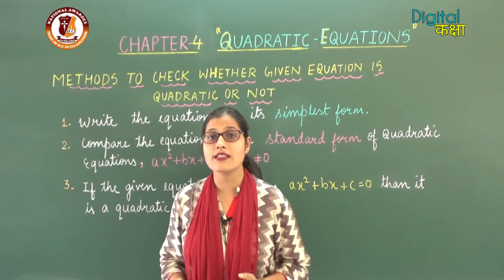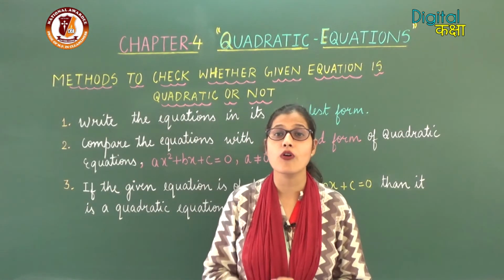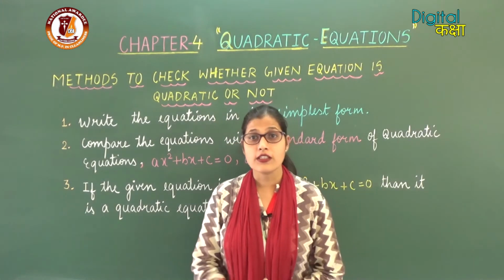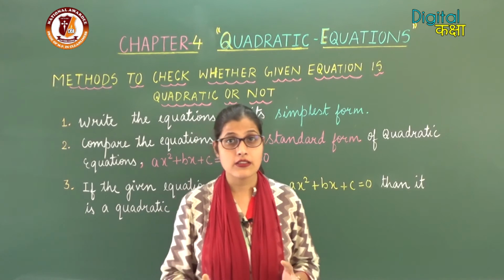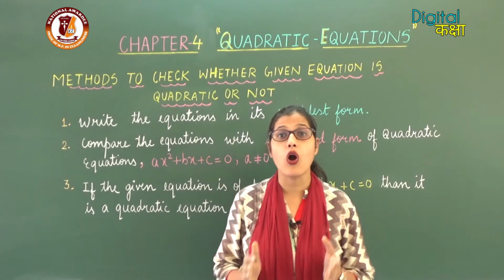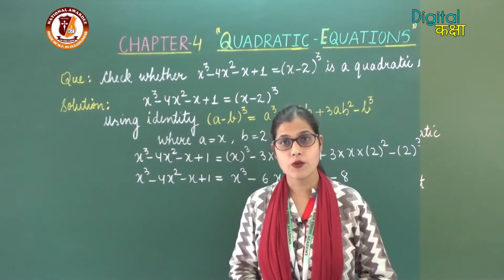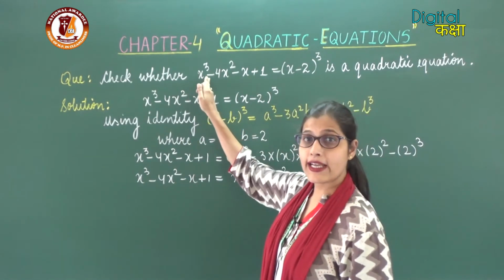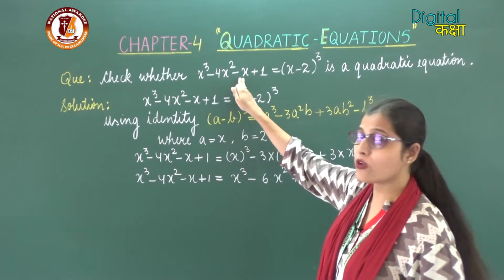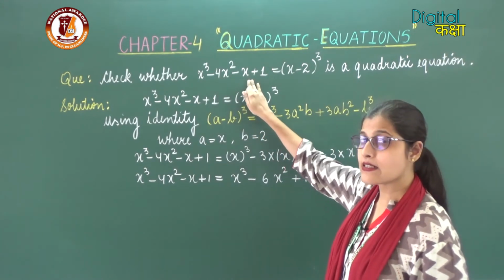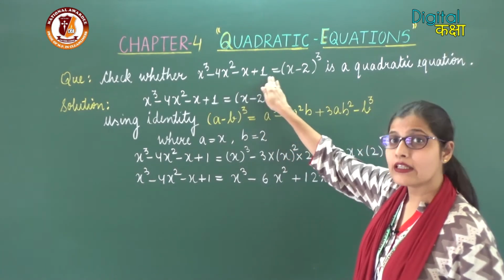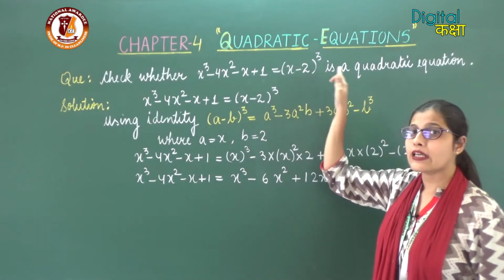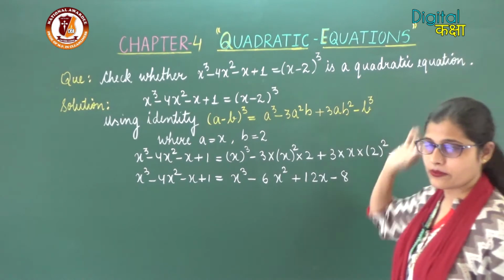So, let us understand this with the help of an example, that is, how to check whether the given equation is a quadratic equation or not. So, the question is, check whether x cube minus 4x square minus x plus 1 equals to x minus 2 whole cube is a quadratic equation.